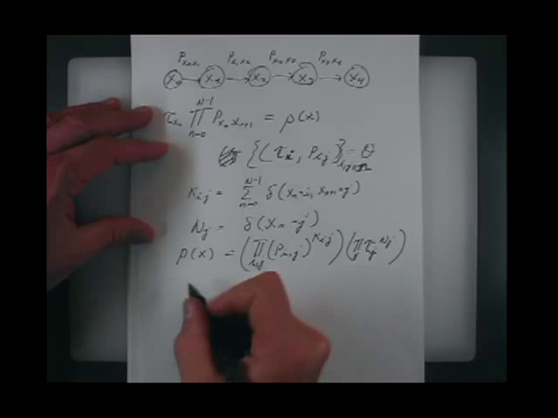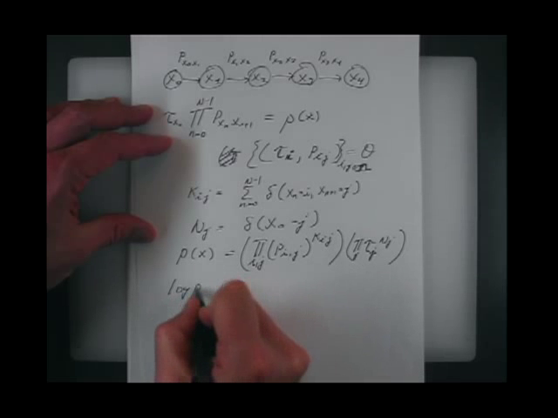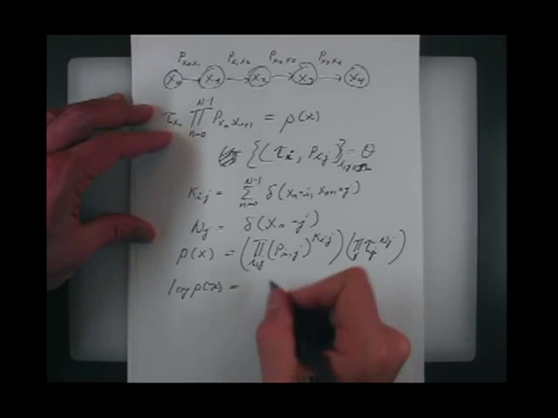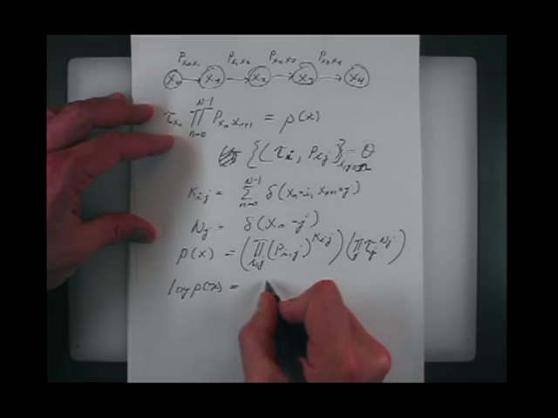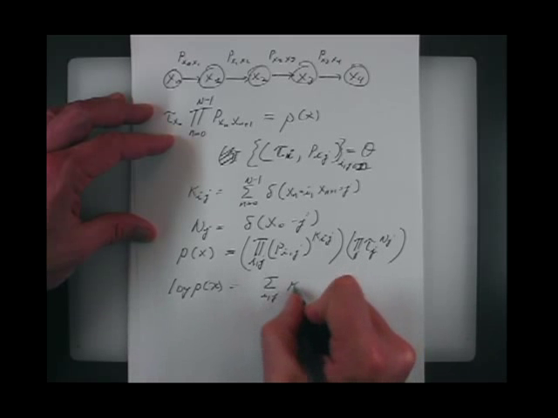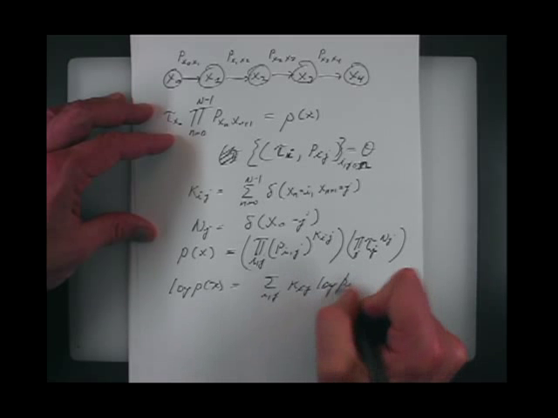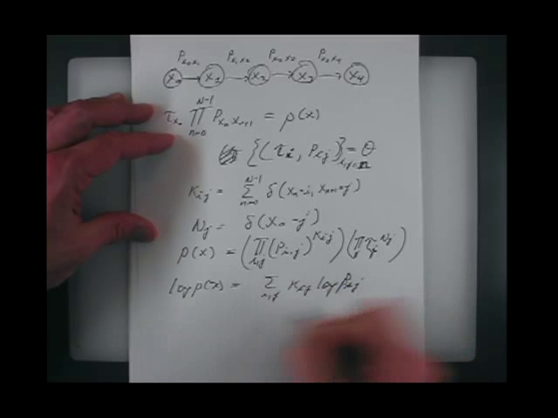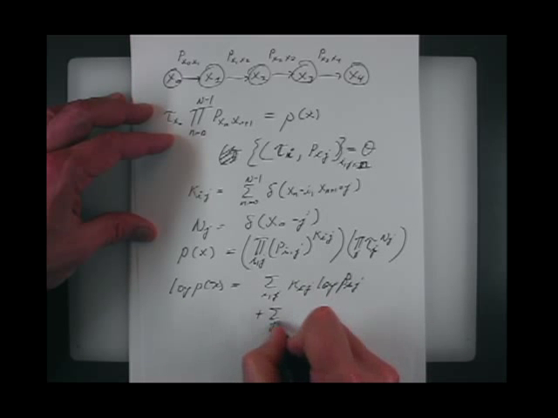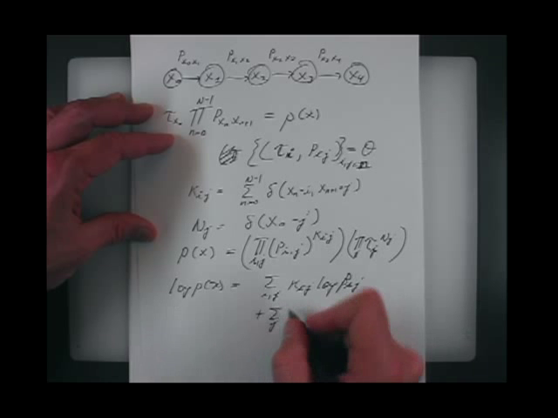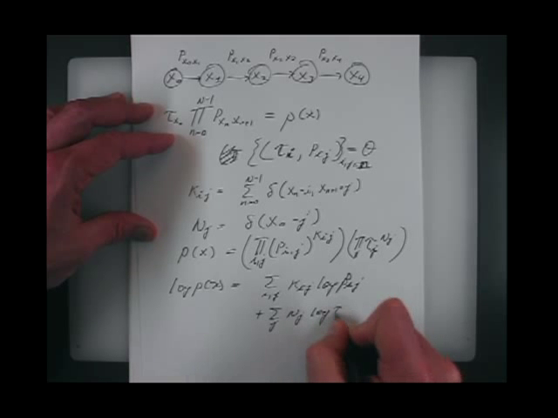Yes. Okay. So if I take the log of this, the product turns into a sum, so I get the sum over i and j of Kij times the log of Pij, plus the sum over j of nj times the log of tau j.